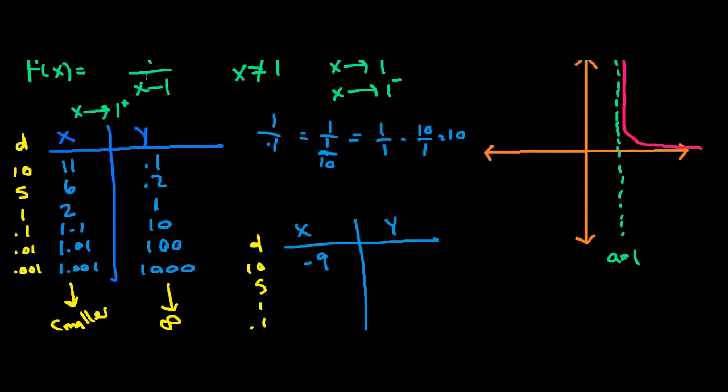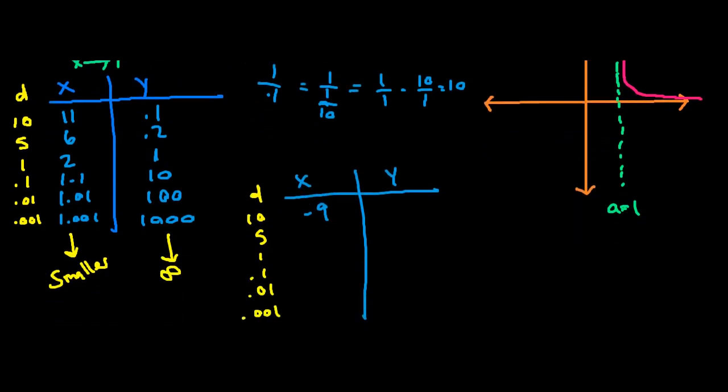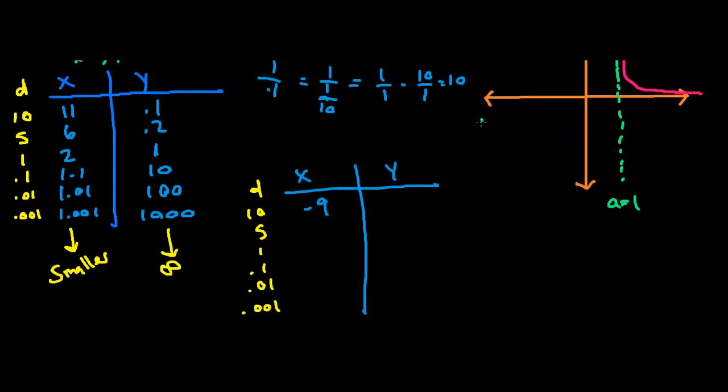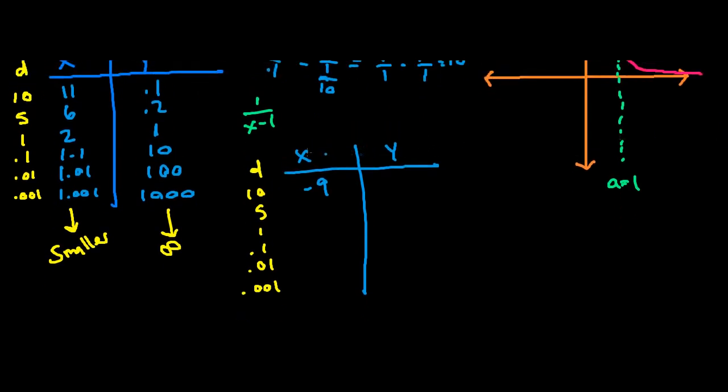Here's our function again, let me write it over here: 1 over x minus 1. Minus 9 minus 1 is minus 10. And 1 over minus 10, that's minus 0.1. Now to be 5 units away, I need to subtract 5, and that's going to give me minus 4. Minus 4 minus 1, it's 1 over minus 5, minus 0.2. To be 1 unit away, I subtract.